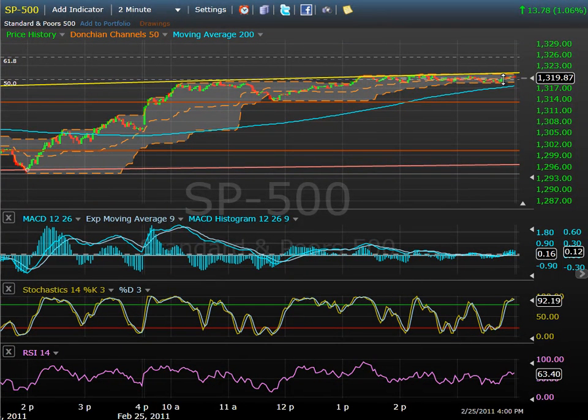Now we should see an E wave down in this triangle, followed by a thrust to the upside, I believe, in a breakout of the B wave triangle, and hopefully finishing up a C wave of a double three correction. That we want to end in that 1325 to 1335 area.